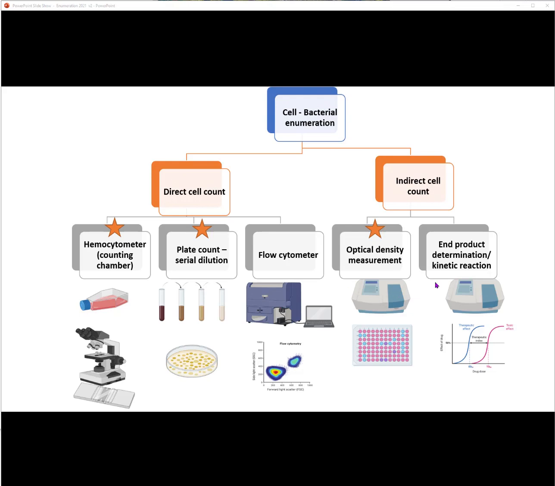And then there's end product or kinetic reactions, which can also give you an indication of the numbers of cells present. So the main topics I'll talk about briefly are the hemocytometer counting, the plate count and serial dilution, and the optical density determination of the growth curve.